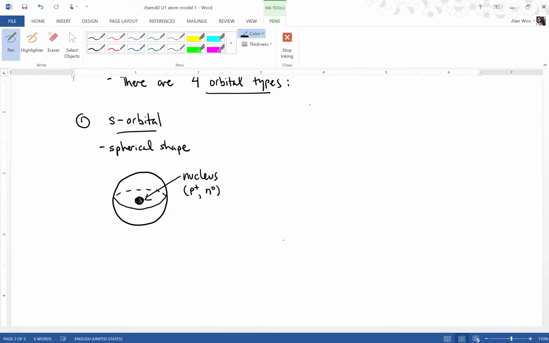Now, in terms of the electrons, they can be found anywhere inside this region of space, right? So an orbital is a region of space where you're likely to find an electron. So you can find one here, or perhaps you can find one here. Okay? These electrons can move around anywhere inside this sphere. So we say that it can hold a maximum of 2 electrons inside this one orbital.